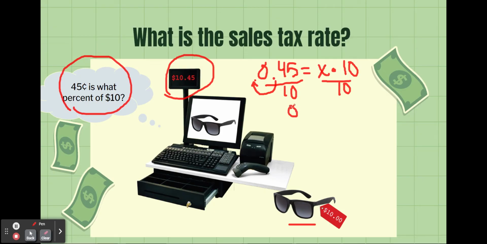So the sales tax rate is 45 thousandths as a decimal, but we want to write that as a percent. So we are now going to multiply the decimal by 100, which is moving the decimal back to the right 2 places. So the tax rate here, wherever the sunglasses are purchased, is 4.5%.